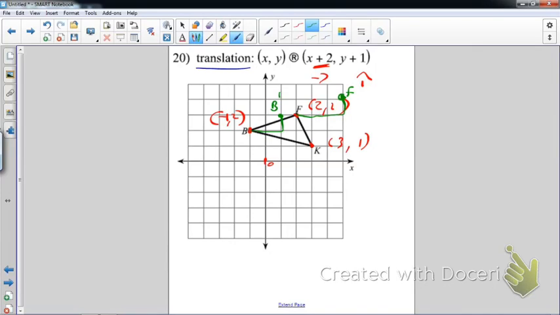So here's F prime for me. And then I'm going to do the same thing for K. I'm going to move it 2 units to the right and then 1 up. And here is my K prime. And now I'm just going to connect them.